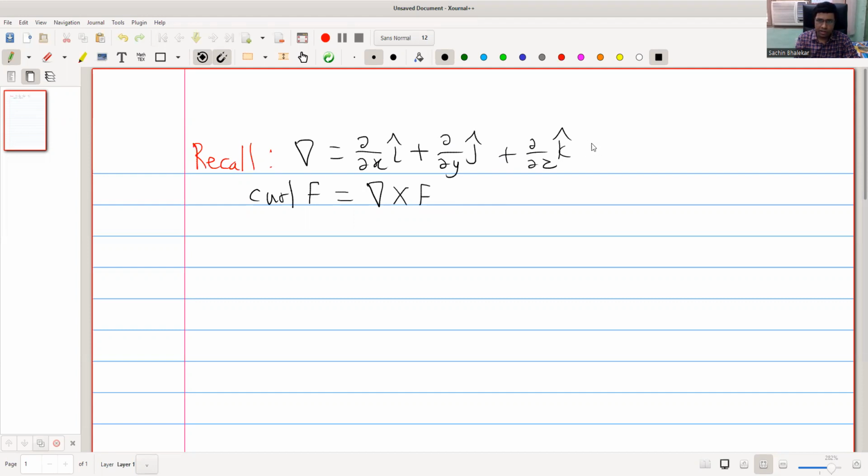Okay, and this capital F is from R3 to R3. It is a differentiable vector field. Now we define divergence of a vector field. So, as in the last case, we consider F from R3 to R3, a differentiable vector field.